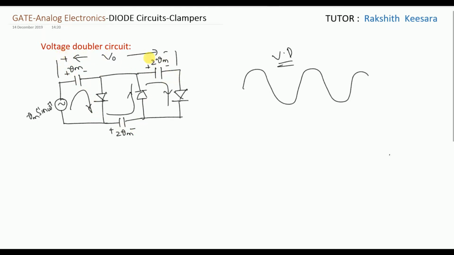So now what is the output voltage? Vm plus 2 Vm, that is 3 Vm. Got it, guys? First draw the direction. After drawing the direction, check the polarities. After checking the polarities, calculate the output voltage. That's it.